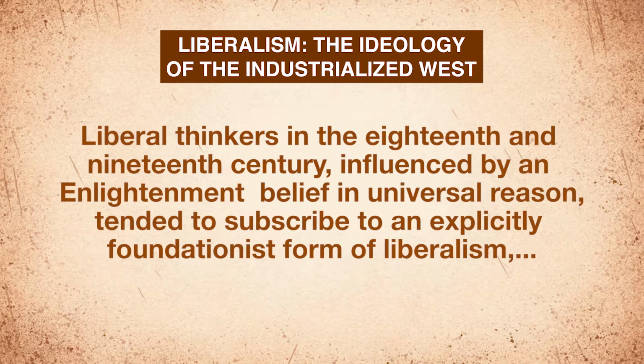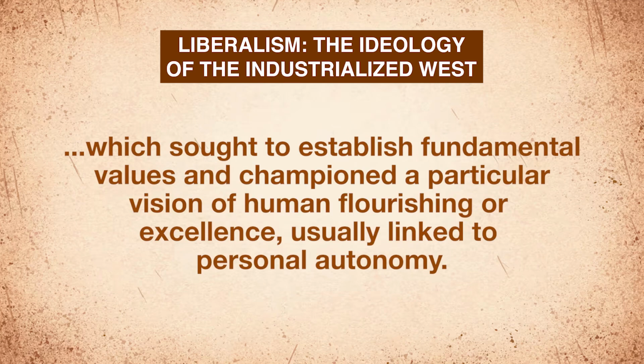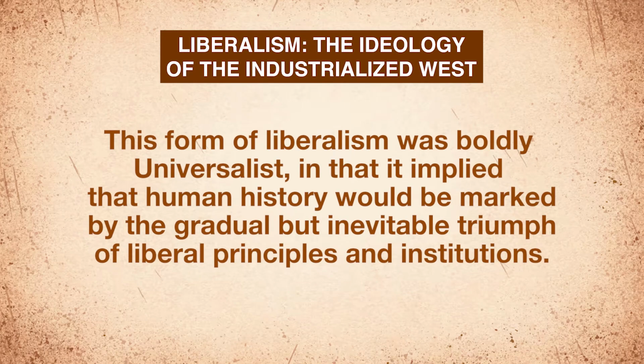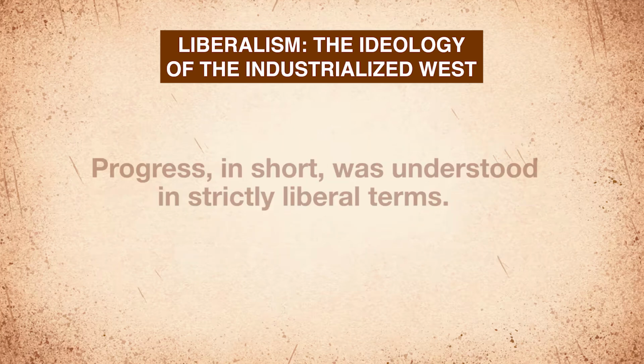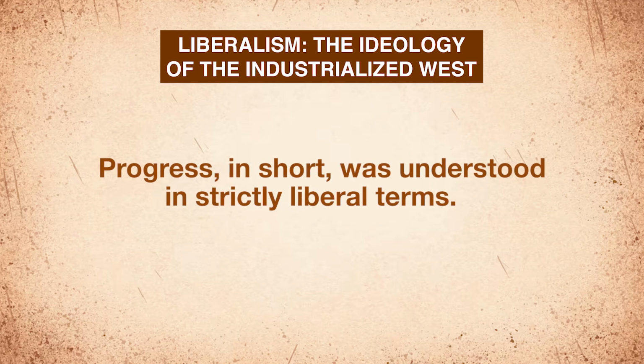Liberal thinkers in the 18th and the 19th century, influenced by an Enlightenment belief in universal reason, tended to subscribe to an explicitly foundationist form of liberalism which sought to establish fundamental values and championed a particular vision of human flourishing of excellence, usually linked to personal autonomy. That is why the individual remains the focal point of liberal theory. This form of liberalism was also boldly universalistic in that it implied that human history would be marked by the gradual but inevitable triumph of liberal principles and institutions. Progress, in short, was understood strictly in liberal terms.